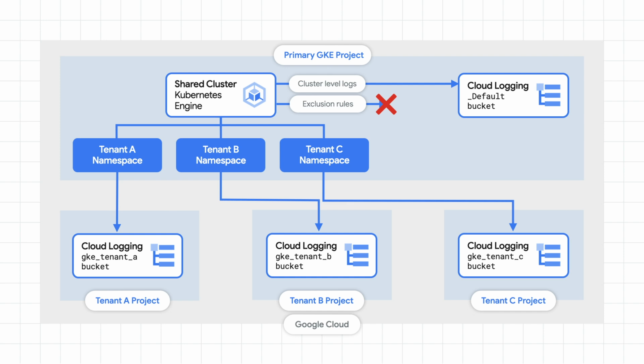The cost savings tip here is to use exclusion rules so that you can filter out the logs you don't care about before you get charged for them. There's another link in the description that goes over setting that up.